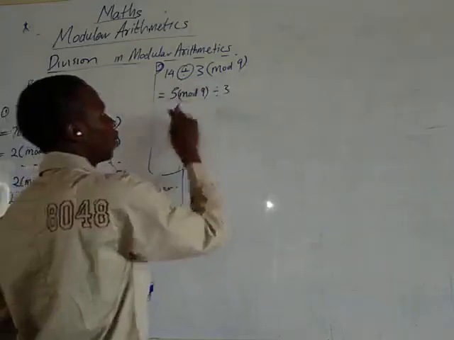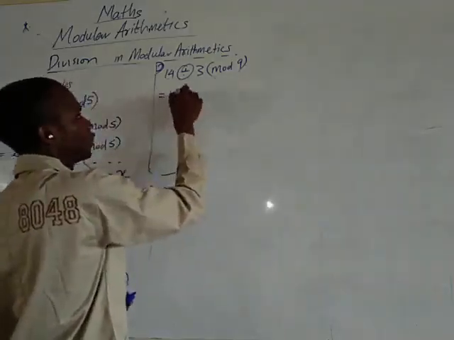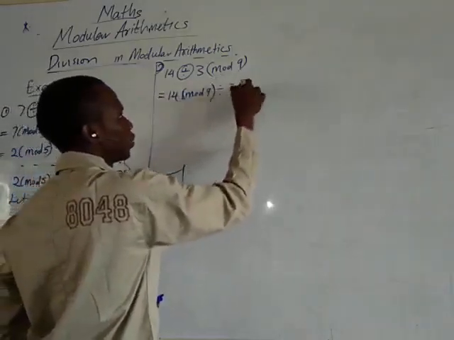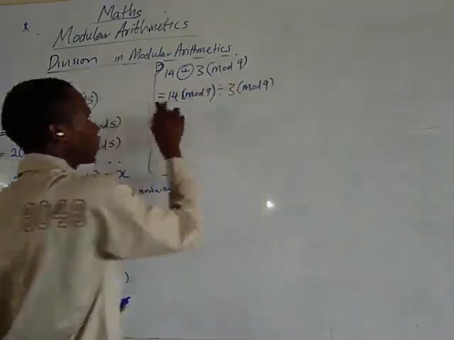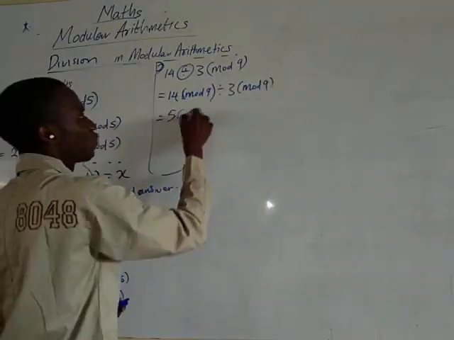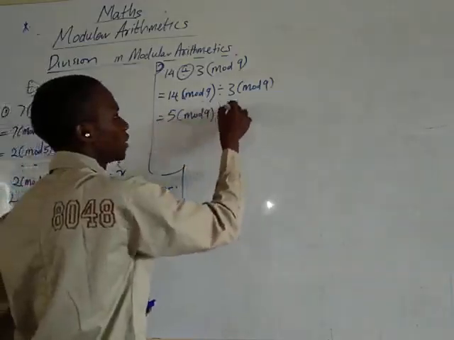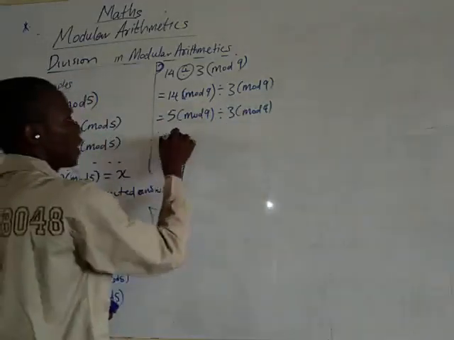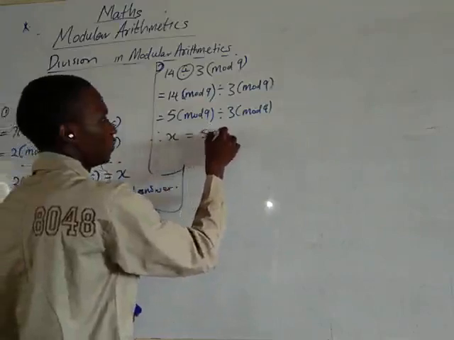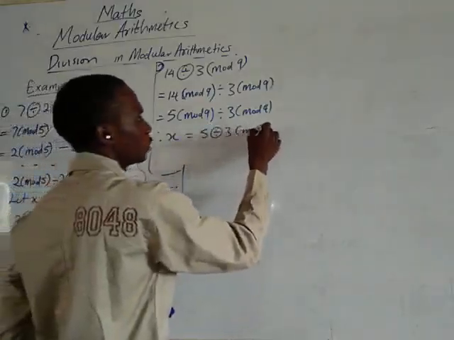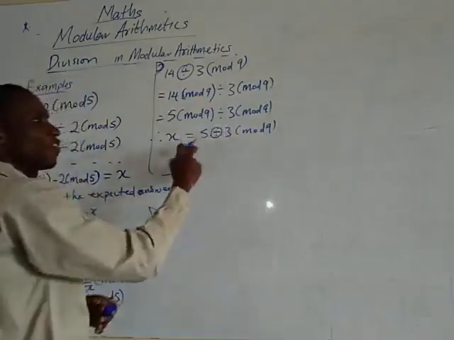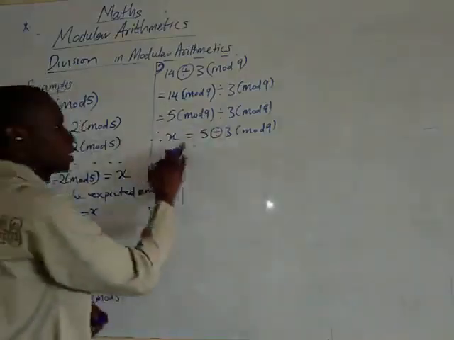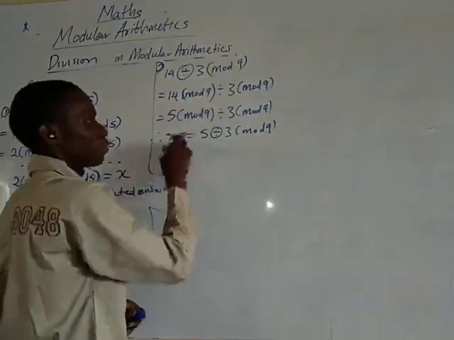divided by 3. Oh, sorry. To make it more clear, that's 14 mod 9 divided by 3 mod 9. So 14 can further be reduced to 5 mod 9 divided by 3 mod 9. Now from this place, I can say my x equals 5 divided by 3 mod 9. So my 3, which is dividing 5, will come to the other side here, giving me 3x. The 3 will come here to multiply x, meaning multiply both sides by 3.